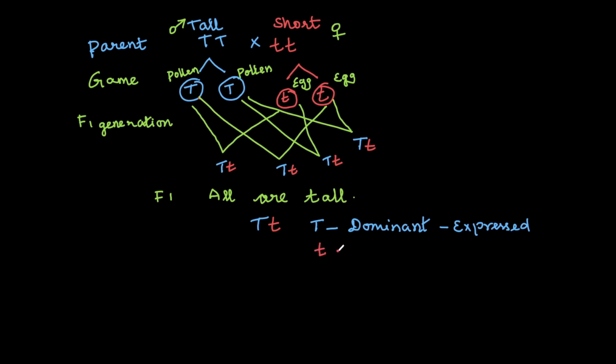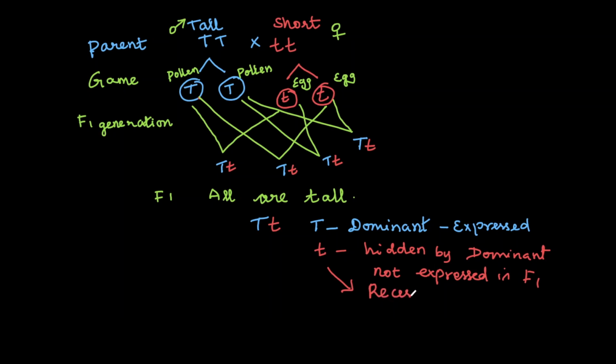The small t, which is hidden by the dominant and not expressed in the F1 generation, is called the recessive character. When he got this result, he formulated the law of dominance.